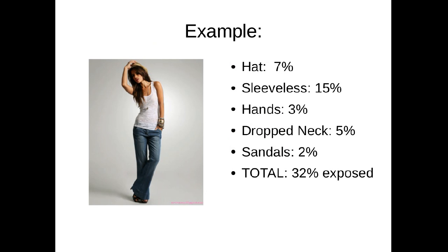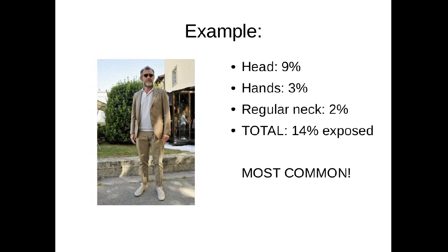Here's an example. If a person walks by, I'm assuming that the person has no hat, and so 5% exposure for that. The person is sleeveless, so that's 15%. Hands are exposed. Drop neckline gives another 5%. The person is wearing sandals rather than shoes. That gives another 2%. So I add these all up and give 32% exposure.